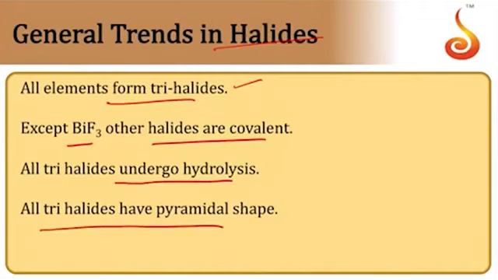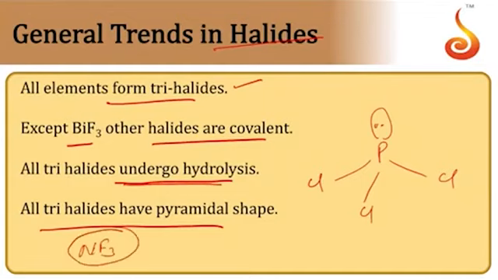Suppose you take the PCl3 molecule, a trihalide. We have a pyramidal structure: phosphorus and three chlorine atoms, with a lone pair of electrons present on phosphorus. So the molecule has a pyramidal structure. Among trihalides, all undergo hydrolysis except the NF3 molecule. NF3 is supposed to be more stable, and it is reluctant towards hydrolysis.